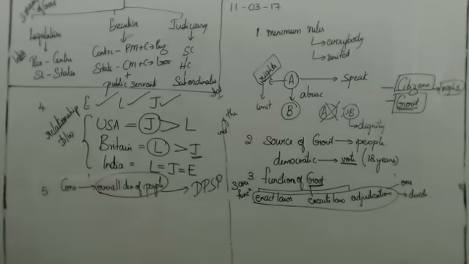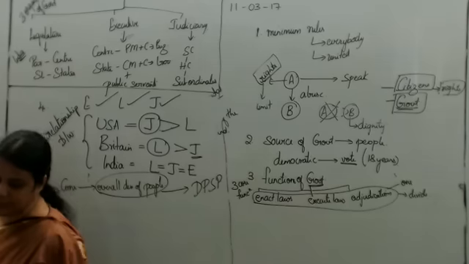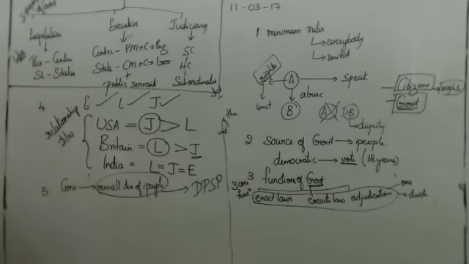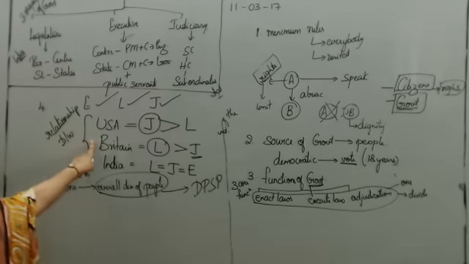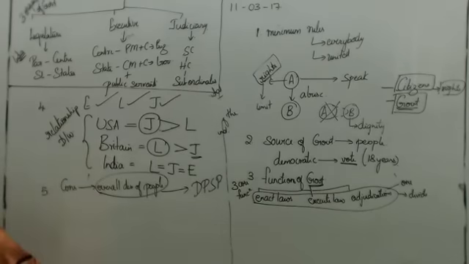Take down the next point. The constitution also clarifies the relationship between the three organs of government. And now you please make a note of this. What is it in USA, Britain, and how is it in India? Write it down.